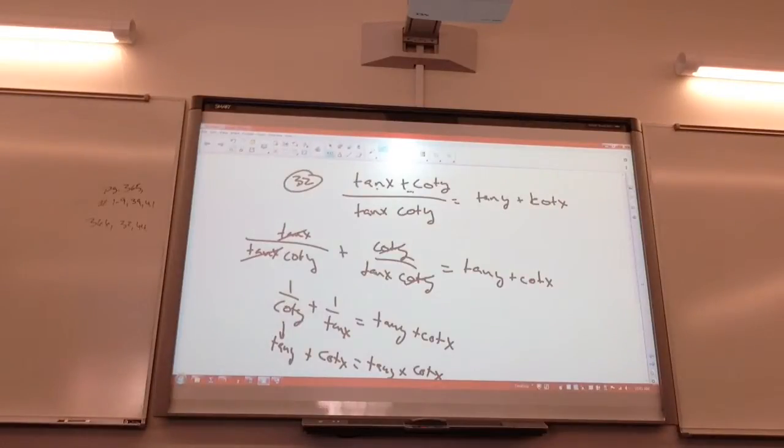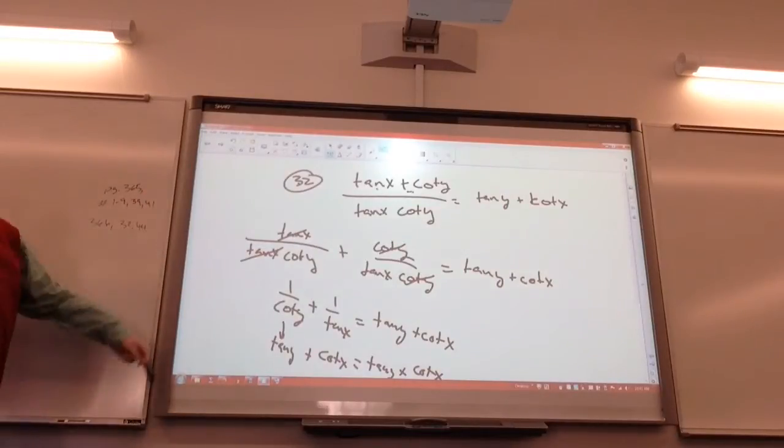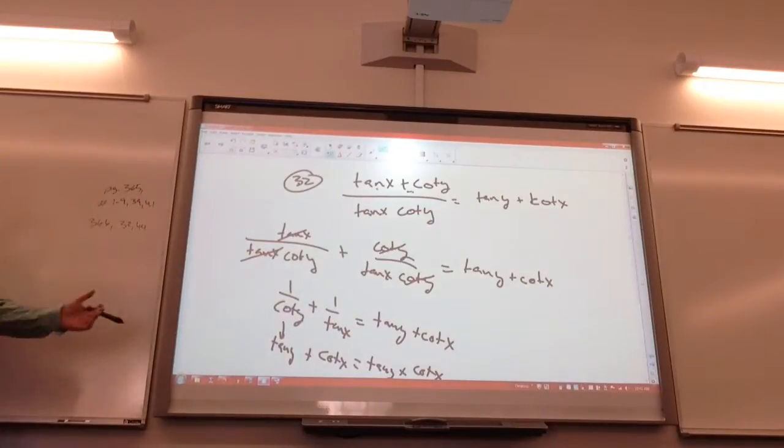So, with this one, try not to get too bogged down with details. What I had done originally was I thought the book was misprinted, and that it was tangent of x plus cotangent of y, is what they meant. But looking at it again, I realized, nope, they were right. I was wrong.